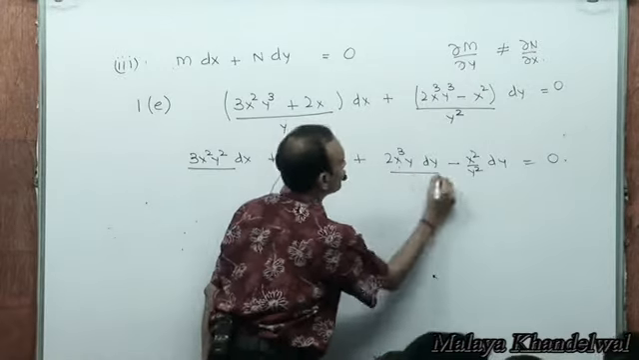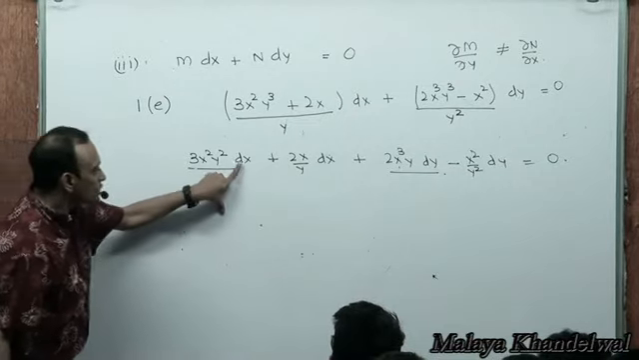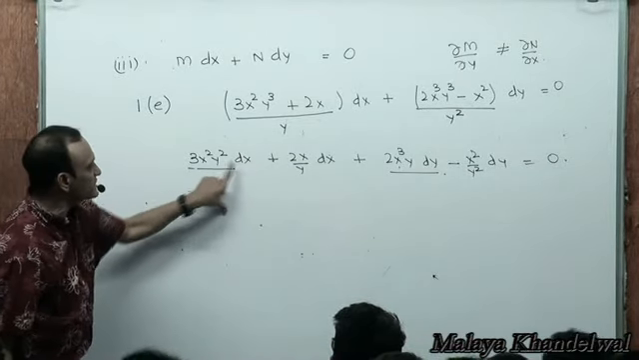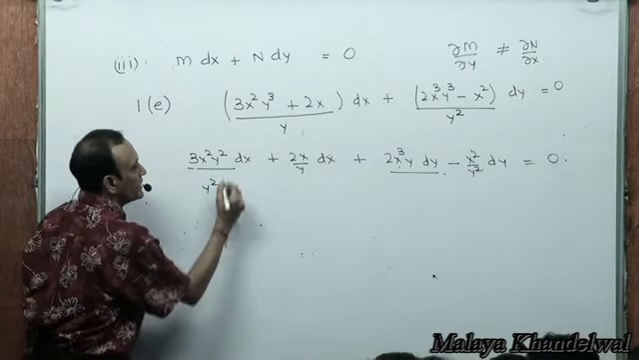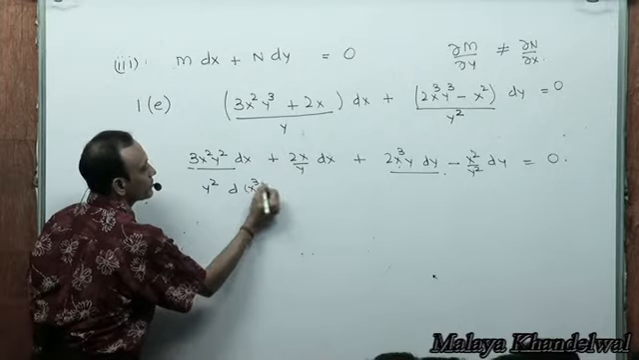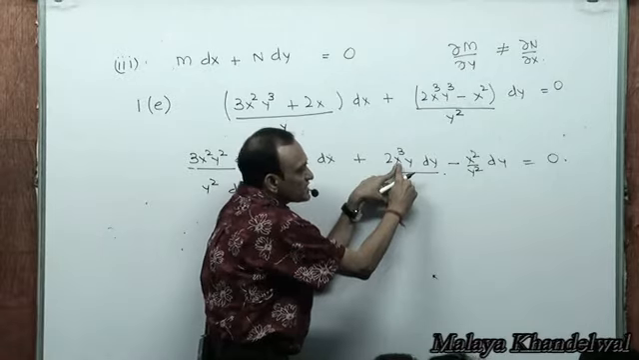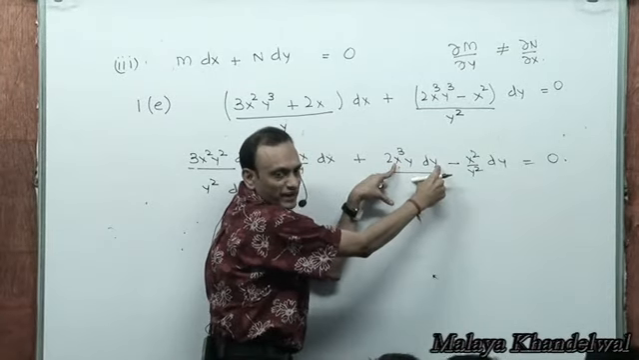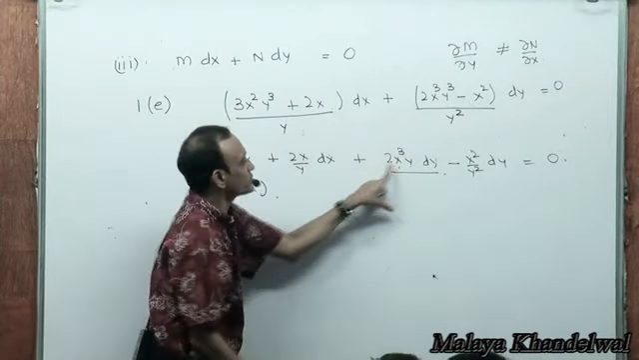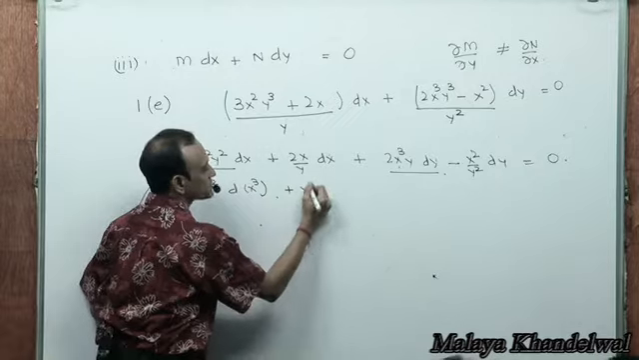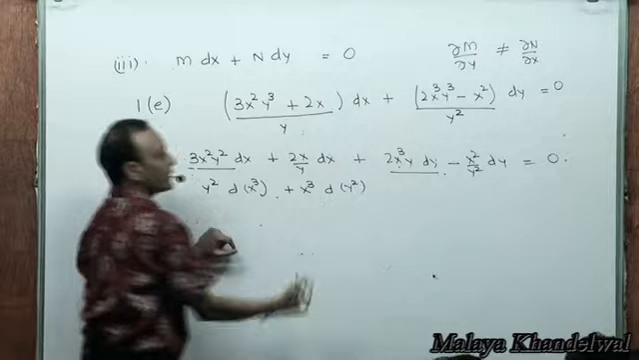What would you combine together? 3x squared dx is d of x cubed, so this is y squared times d of x cubed. Look at this, this is x cubed, and 2y dy is d of y squared. So plus x cubed times d of y squared.